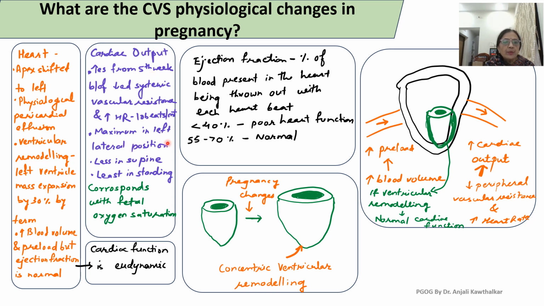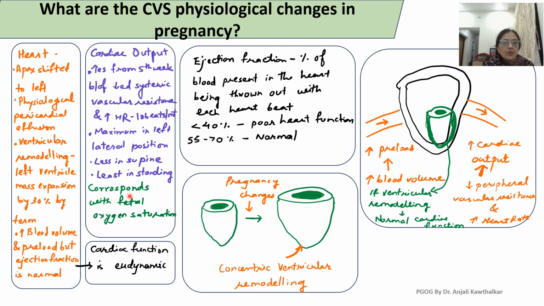Cardiac output is maximum in left lateral position. As obstetricians, we always tell the pregnant woman to lie in a lateral position rather than in the supine, and that too in the left lateral as compared to the right lateral. In the left lateral position, there is maximum cardiac output, so placental perfusion will be maximum. It is less in supine position, and the cardiac output is least in standing position.